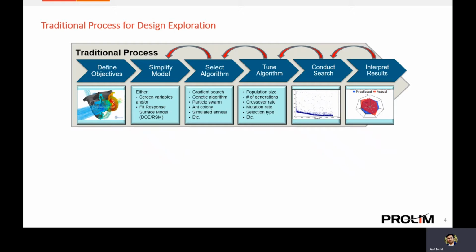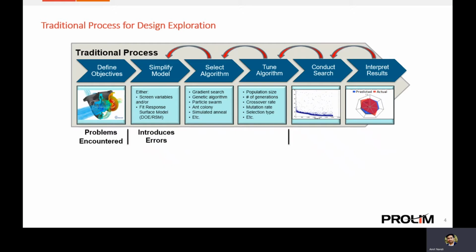If there is a deviation in predicted and actual designs, then again you have to come back to the model, and then again simplify the model further down, and then select a different algorithm, and then fine tune different parameters, and then again reconduct the search, and then post process results. Again, if there is a deviation between predicted and actual, then again you will have to redo the same process again and again until you get the predicted and actual to match each other.